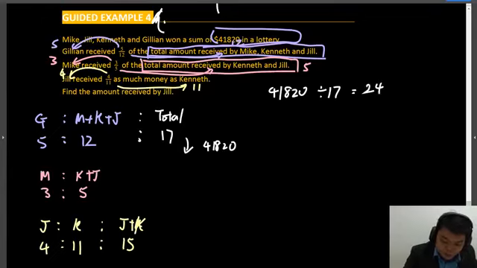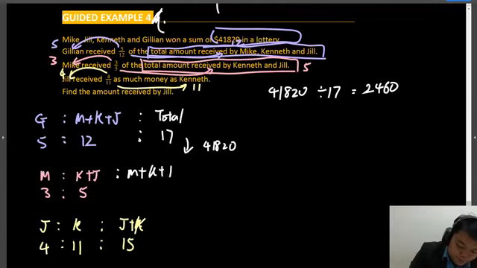This will give you 2460. Then you can see that over here you have M, K, and J. The total would add up to 8 over here. So if I divide this by 17, I have 2460. I need to multiply this by 12 first.